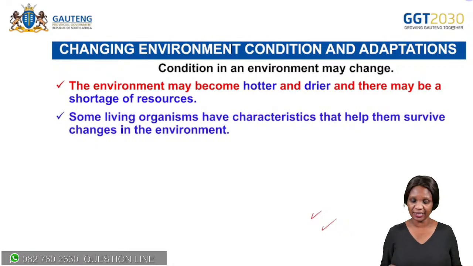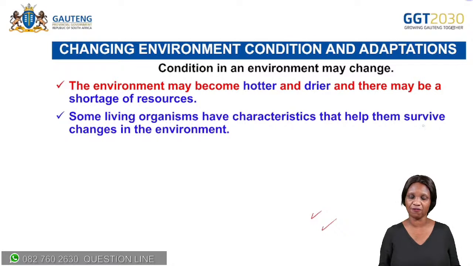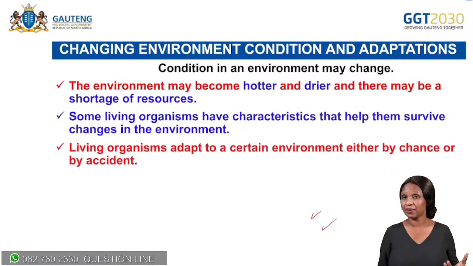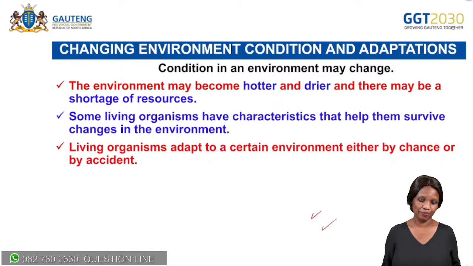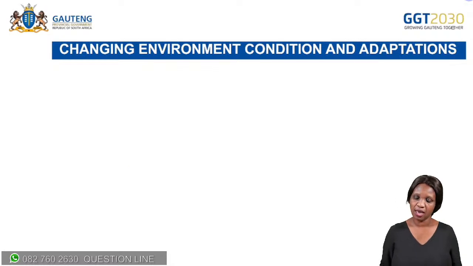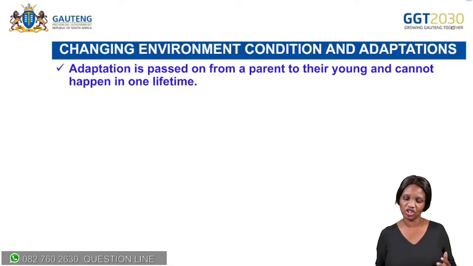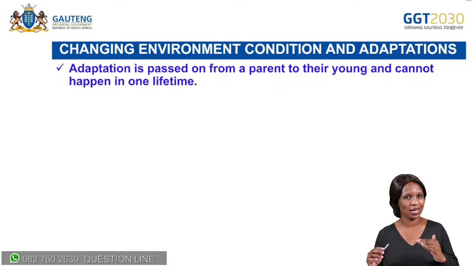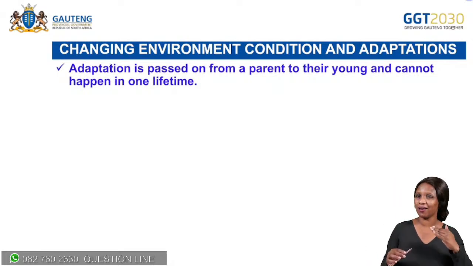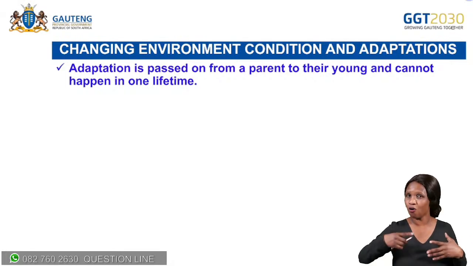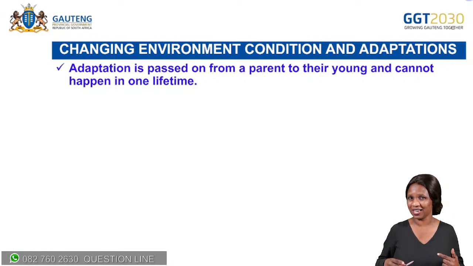And then some living organisms have characteristics that help them survive changes in the environment. And then we've got living organisms, they adapt to what? To certain environment earlier by chance or by accident. All right. At times it happens by chance. And then changing environment, and then changing the conditions and adaptations. Remember we said adaptation is gradual change. It does not happen within a short space of time. It might happen over a long period of time. Do you get that? All right.